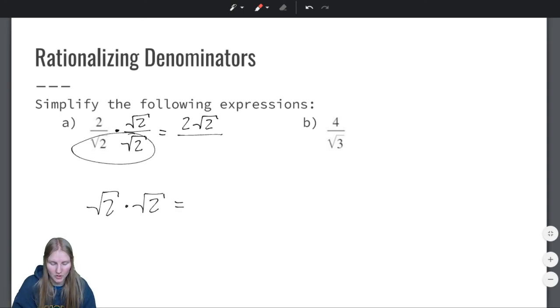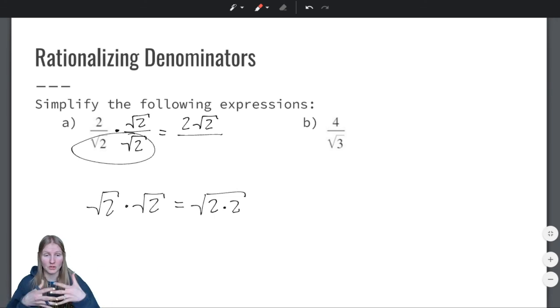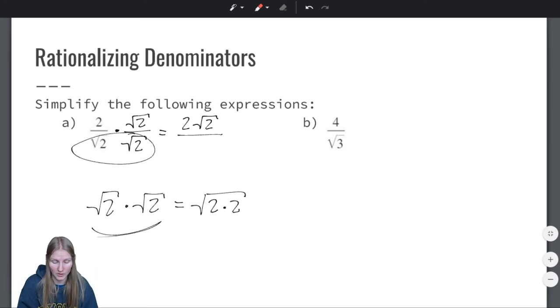So the square root of 2 times the square root of 2, you can think of this as the square root of 2 times 2, right? Because we can put these together, or we can pull this apart like we did in simplifying radicals. And this is the square root of 4, right? 2 times 2 is 4. What's the square root of 4?